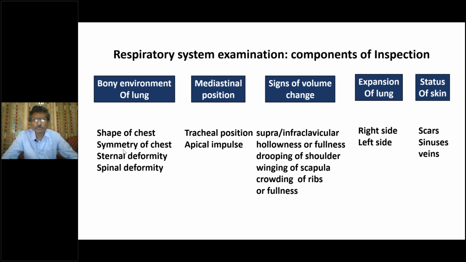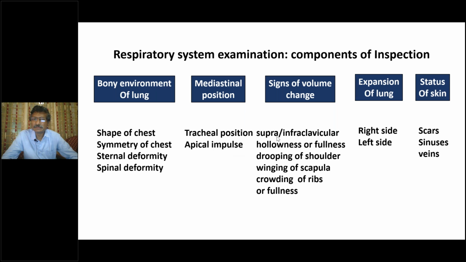Pleural effusion usually does not change the shape of the chest. The symmetry of the chest is more or less preserved, and it usually does not cause any spinal deformity, so the bony environment will be normal. Trachea will be deviated to the opposite side. For example, here it is a left side massive effusion, so the trachea will be shifted to the opposite side. Apical impulse on the left side: this is a left massive pleural effusion, so the apical impulse may not be seen.